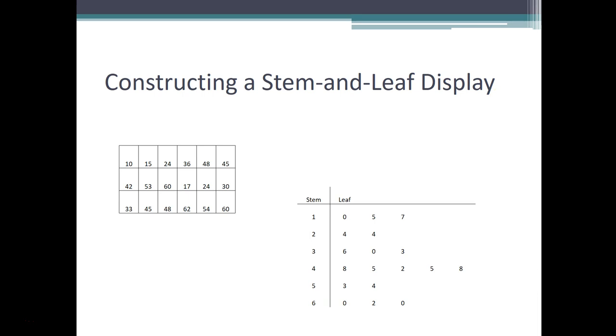And if you kind of look at it from the side, the length of the leaf list kind of makes it look like you have a histogram going on there. Like you can imagine drawing bars around the leaves, and it looks a lot like a histogram on its side. So you can quickly see from the leaves that the data that appeared the most often had a stem of 4. Like numbers in the 40s appeared the most often.